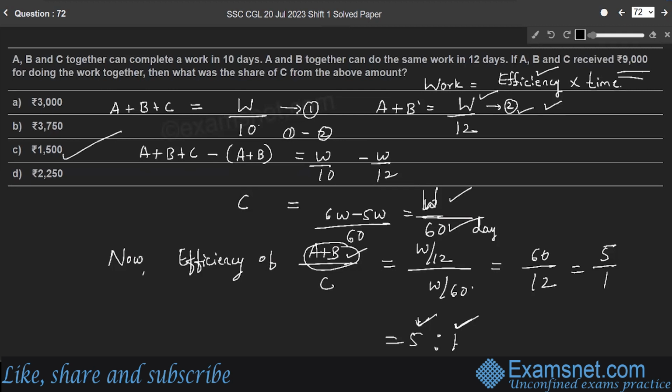And the remaining, how much? 7,500 rupees, right? So that will go to A and B. Therefore, option C is the right answer.